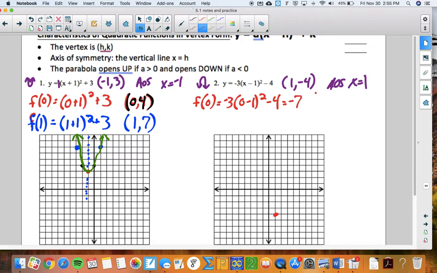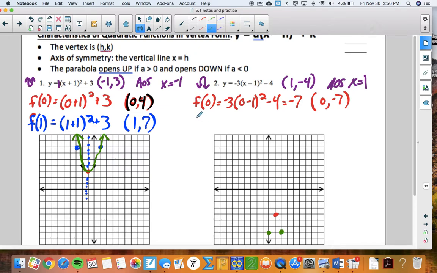Folks, you can use a calculator on that. You do not have to be doing what I'm doing there. Sure enough, if you plot the point 0, -7, you actually drop down 3 from that vertex, whatever our a or leading coefficient value is.